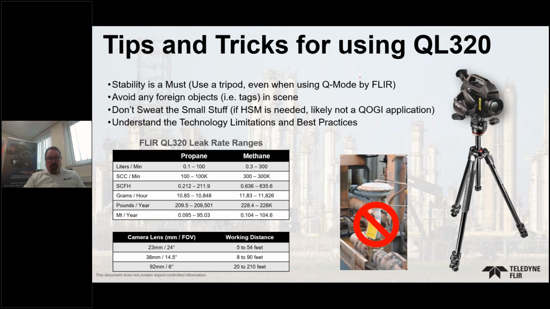Don't sweat the small stuff. When we talk about fugitive emissions, there are big emitters and there are weepers and seepers, really, really small things. Now, there are going to be some leaks that you are just not going to be able to measure with a QL320. The general rule of thumb is that if you can only see a leak in the camera in the high sensitivity mode, this frame subtraction technique, if you can only see the leak in HSM, then you're not really going to be able to do a quantification using the quantification tool.